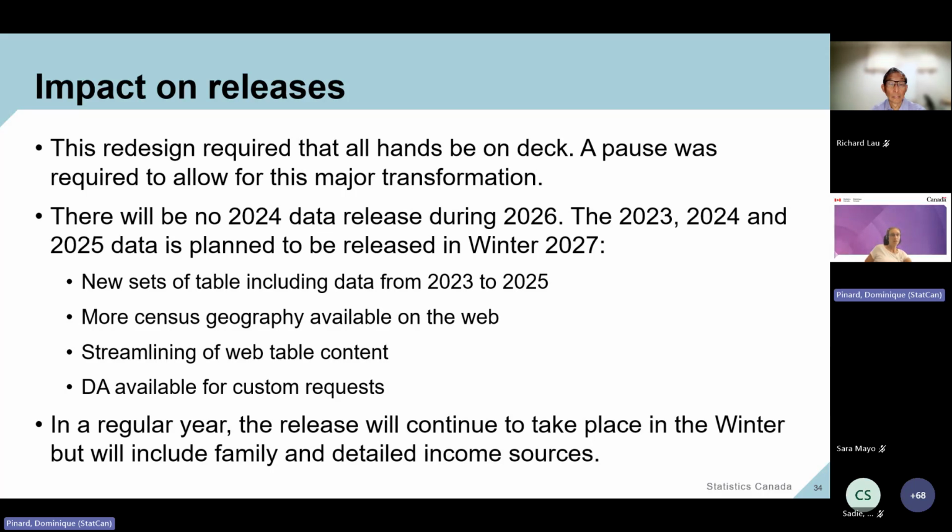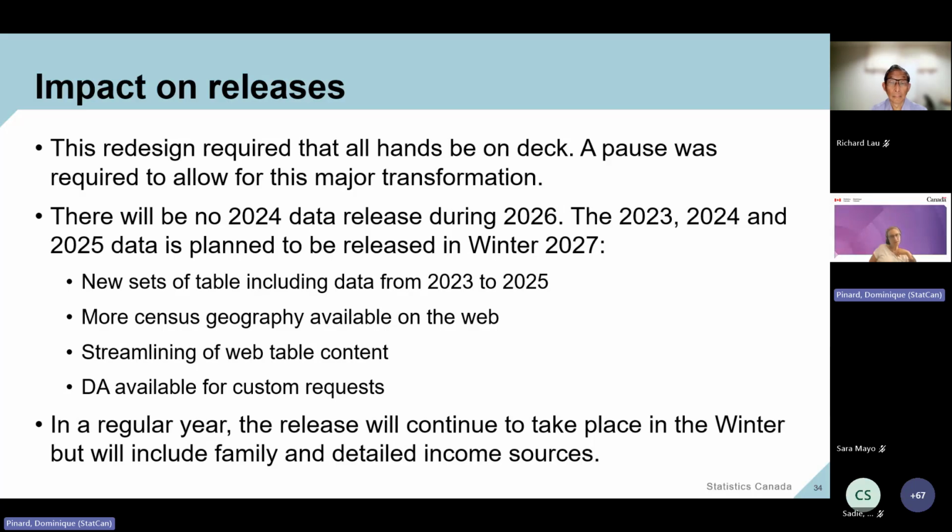The new set of tables will include 2023 to 2025. As I mentioned earlier, more census geography. So we're planning on having CSGs and province and the CMA and province available. There were duplications of information in the data tables, so we're going to try to streamline that to make it easier for you to access the data. And the DA of higher quality than what the TIFF currently has will be available for custom requests more easily.